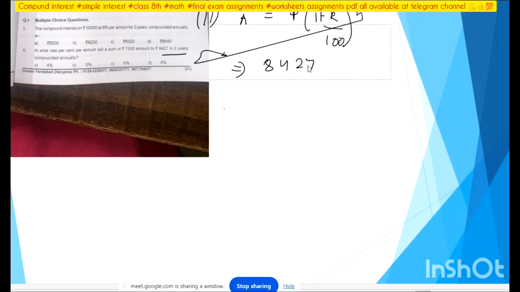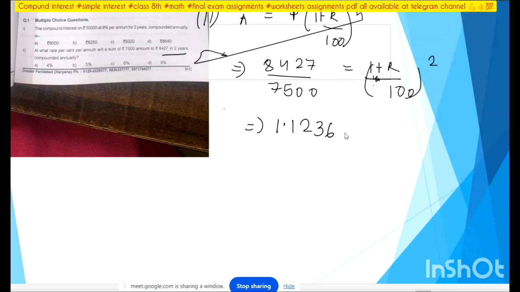At what rate percent per annum will the sum 7,500 amount to 8,427 in 2 years? Okay, so how can I calculate? I know that A is equal to P of 1 plus R by 100 to the power n. So I will put all the values. It becomes 8,427 divided by 7,500 is equal to 1 plus R by 100 whole square, right? Or I can just divide it, so you will get 1.1236 is equal to 1 plus R by 100 whole square. Now I can find out the square root.